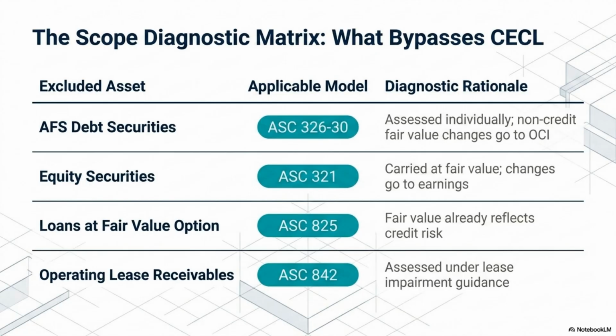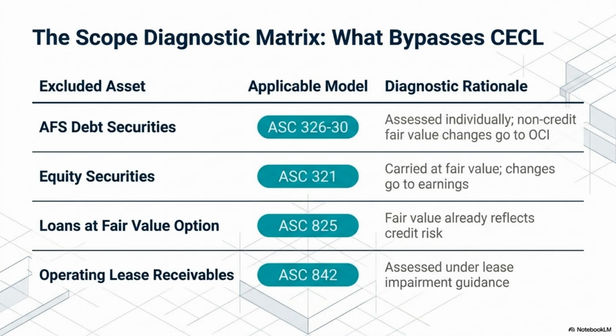4 asset types bypass CECL entirely, each for a specific reason rooted in the accounting model that already governs it. Available for sale debt securities fall under ASC 326-30, a separate subtopic, because non-credit fair value changes run through other comprehensive income rather than earnings. Equity securities follow ASC 321 and are marked to fair value with changes flowing straight to the income statement.